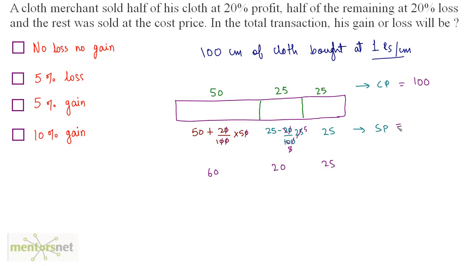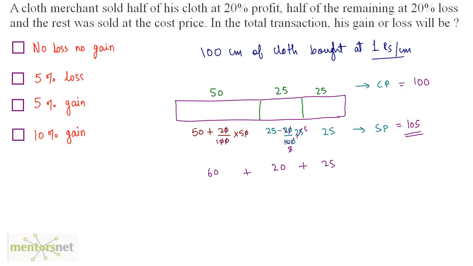So the selling price is equal to 60 plus 20 plus 25. So 60 plus 20 is 80, plus 25 is 105. So there is an increase of 5%. Selling price is an increase of 5% of the cost price.